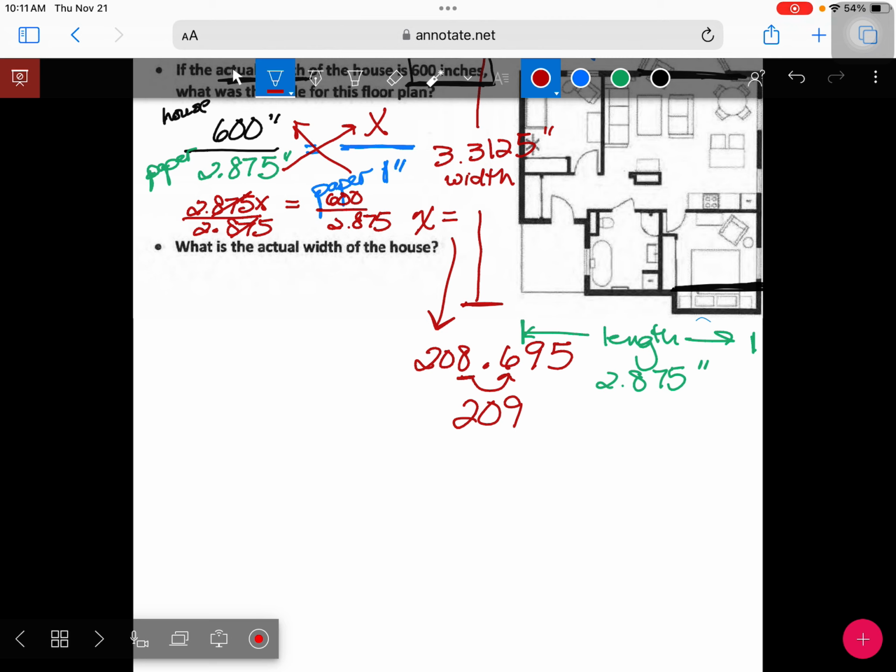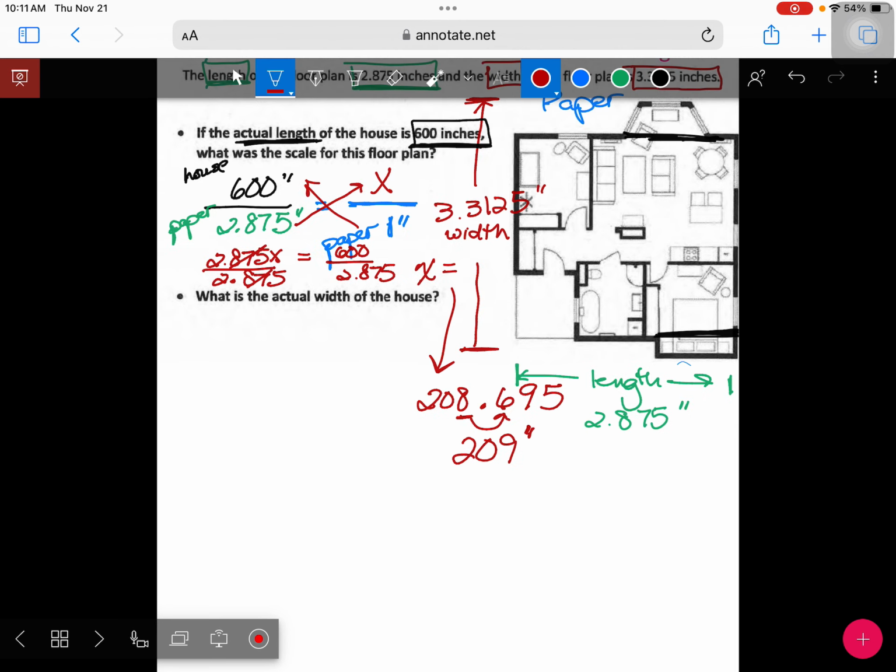1 inch is going to be 209 inches of the actual house. Again, I think it's a little weird because you usually don't talk about the house in terms of inches. So 209 inches is the scale for 1 inch on paper. So 1 inch on paper is 209 inches in real life. The actual house, okay? That is your scale. Any questions about that?